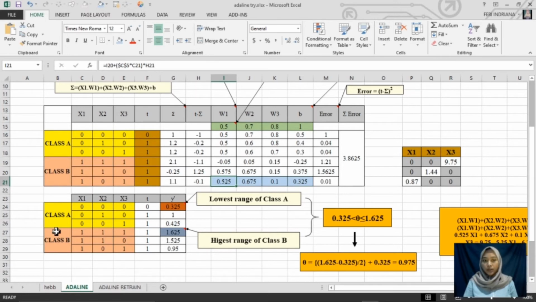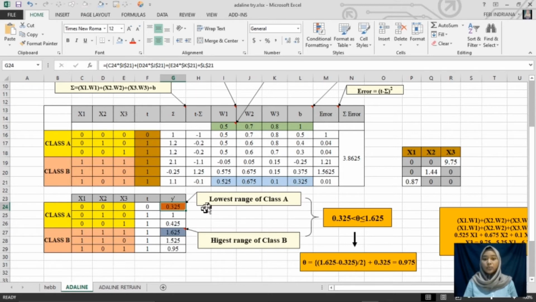In this table, we use this value of weight and bias to know the y prime. Y prime is similar by summation: x1 times w1 plus x2 times w2 plus x3 times w3 plus b. Okay, we obtain this value.